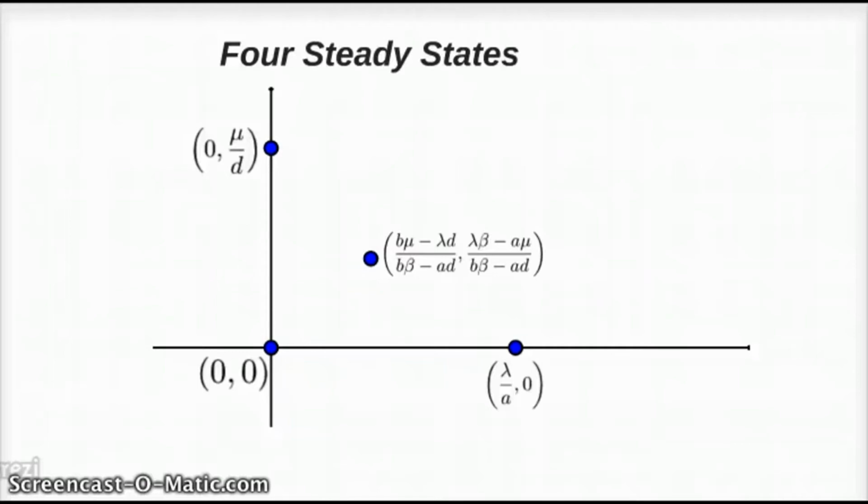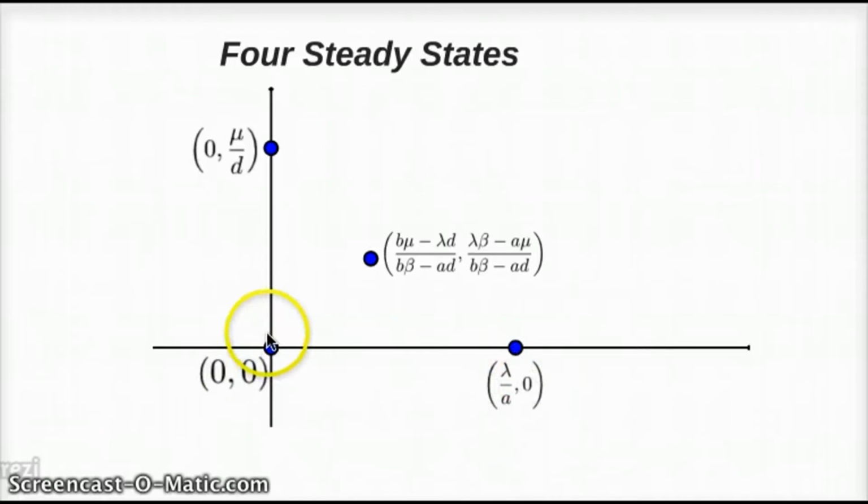In summary, we had previously summarized the points lying on the boundary of the first quadrant. Here is one of those points, lambda over a comma 0. Then we have 0, 0. This first point is what we would label as extinction of species number 2. Here the second species goes to 0. Basically species number 1 outruns species number 2.